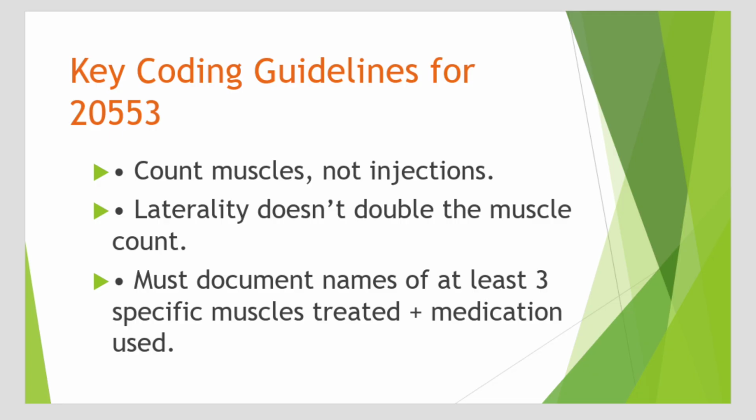If a physician gives 5 injections into the right trapezius, 4 injections into the right rhomboid, and 3 injections into the right levator scapulae, you have a total of 3 muscles treated. So the code is 20583 times 1 unit. Laterality does not double the count. Treating the right trapezius and the left trapezius count as one muscle. That's all about today's topic.